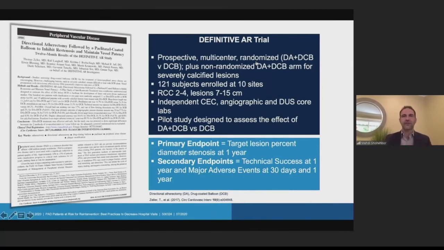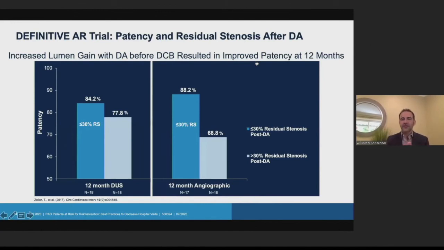We are always talking about what is the addition? How does adjunctive atherectomy add to what we do? And that's what this trial was getting at. The primary endpoint was target lesion percent diameter stenosis at 1 year. Again, the study was a small study. It was hypothesis generating, and you can probably speak to it a lot better than I can. But I think this is what we learned from this study.